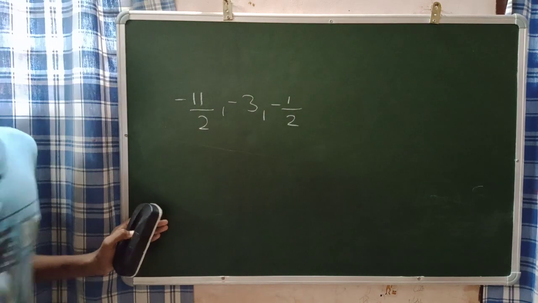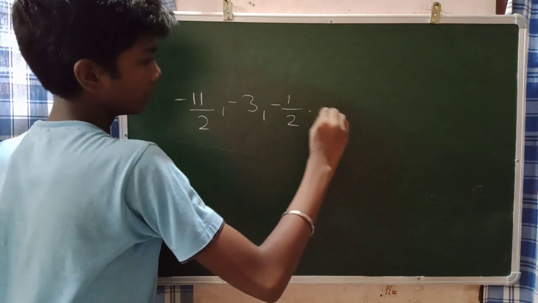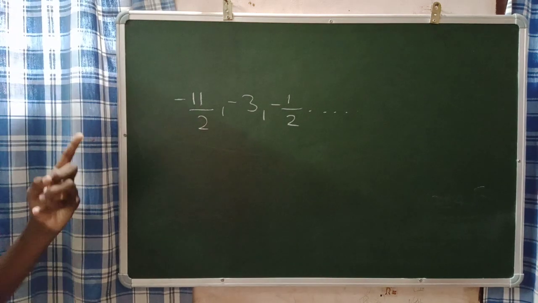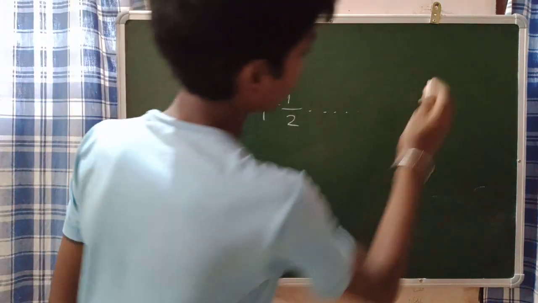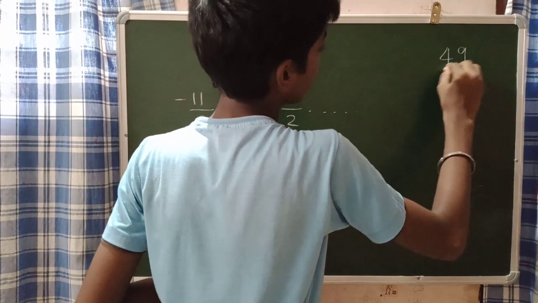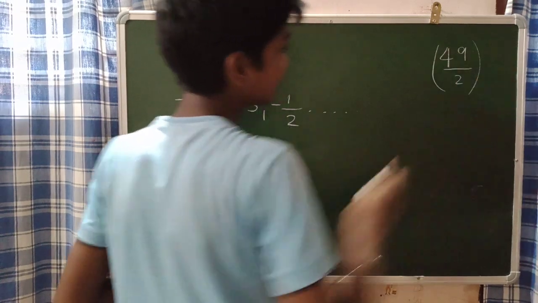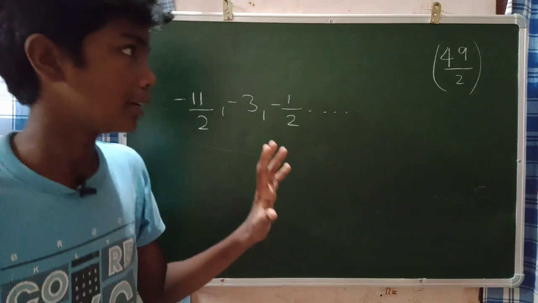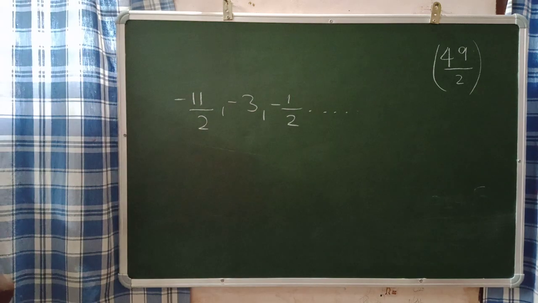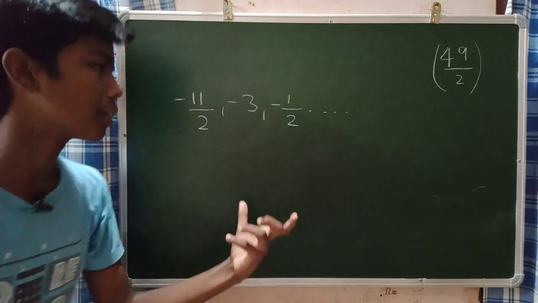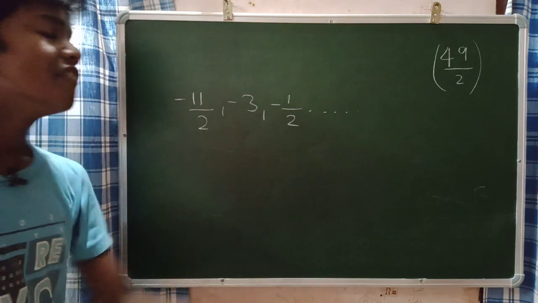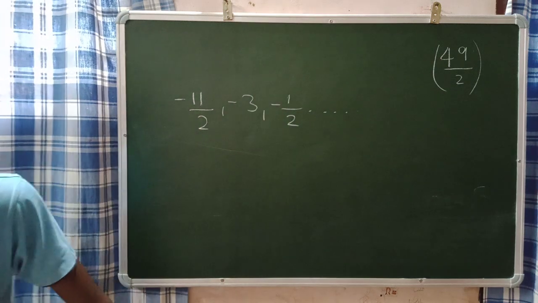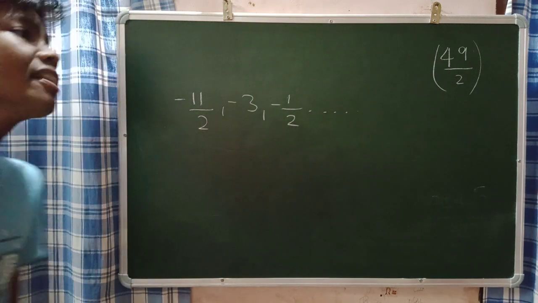Then they are asking which term of this particular AP is 49 by 2. They are asking which term of this particular arithmetic progression is 49 by 2. How will you find this? We know that this is an arithmetic progression and we are supposed to find which term of it is 49 by 2, and that is something they are asking in the question. How will you find this?